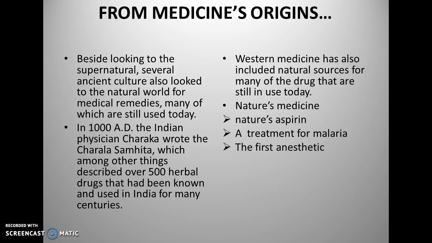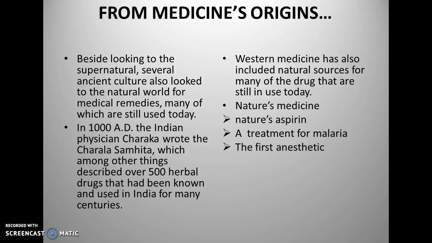It must be noted that around 1000 AD, a particular physician in India named Charaka wrote what is called the Charaka Samhita, which described approximately 500 different types of herbal drugs that seem to cure particular ailments, and they have been used in India to this day.